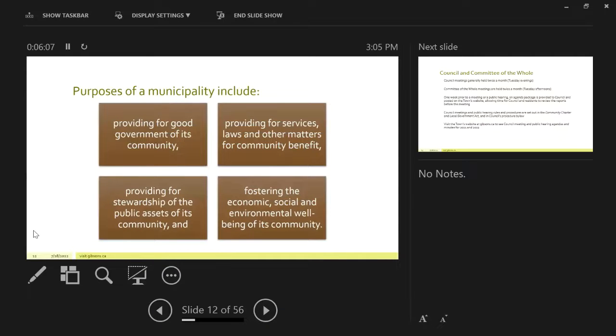So the purposes of the municipality include providing good government for its community, providing for services, laws, and other matters for community benefit, providing stewardship of the public assets of the community, fostering economic, social, and environmental well-being of the community.